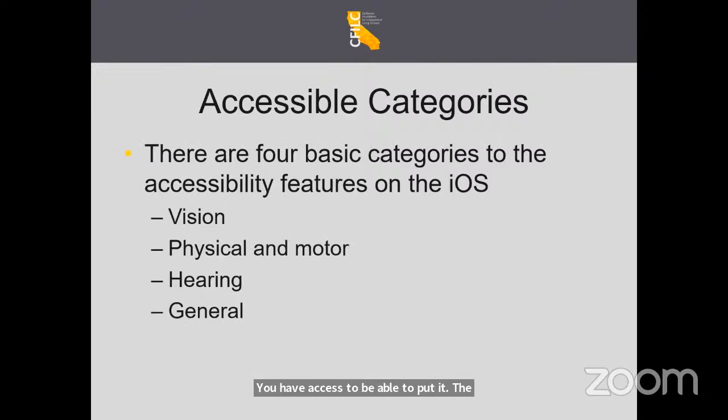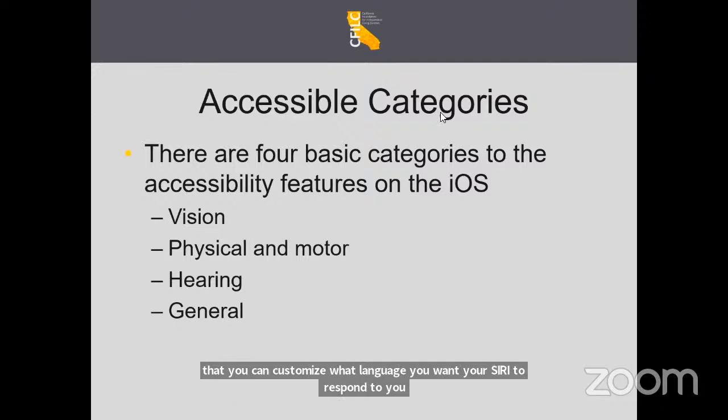Now we are in the accessibility categories. Within the accessibility categories, there are 4 basic categories that we're going to be delving deep into. Those include vision, physical and motor, hearing, and general. Next.